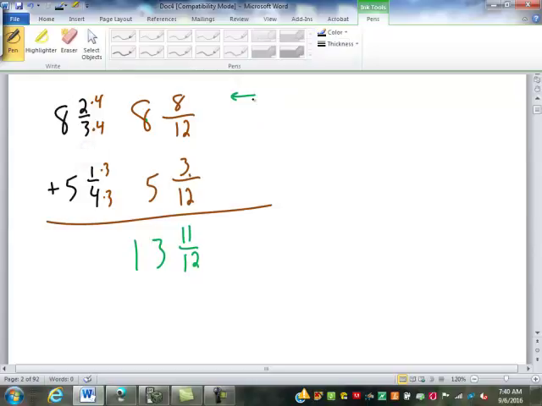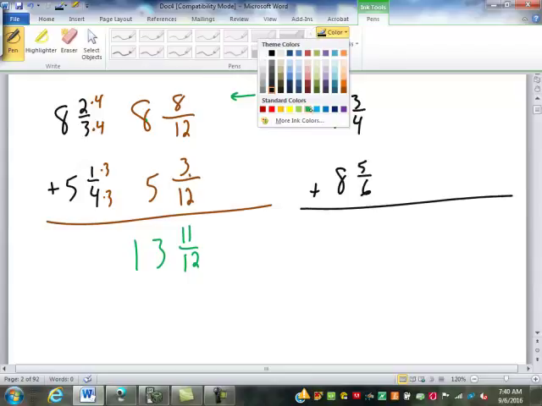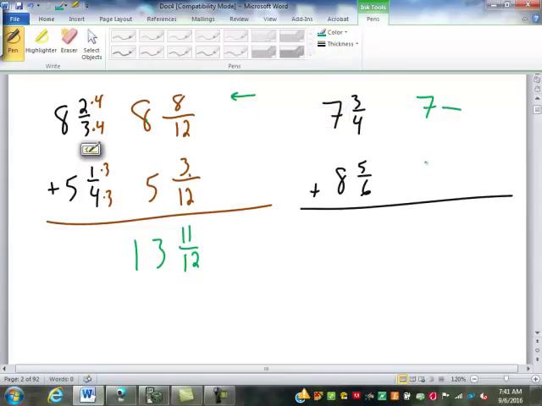Now, if you haven't figured it out by now, it never stays that easy. We've got to go to the next step, which will look something like this. 7 3/4 plus 8 5/6. What's my common denominator going to be? 24 will work, but there's a smaller one. 12 will work. So what's going to go up here? 9, and then down here, 10.